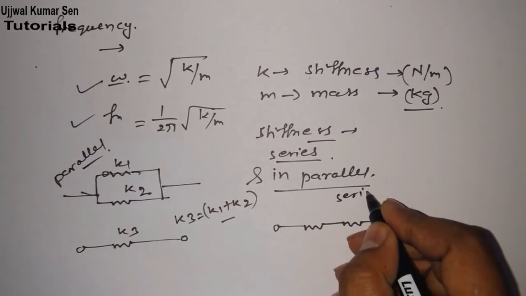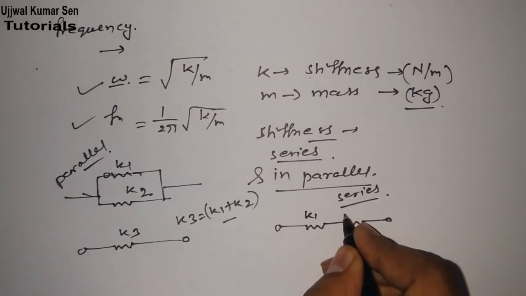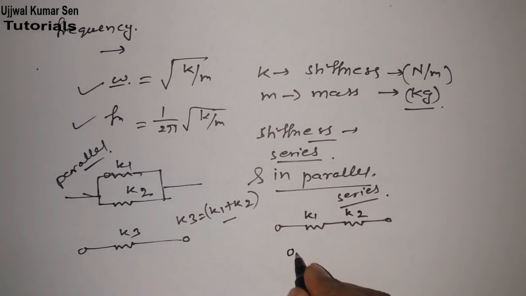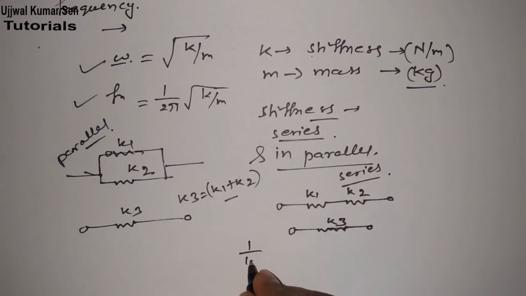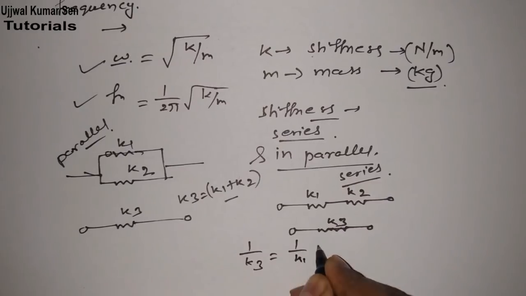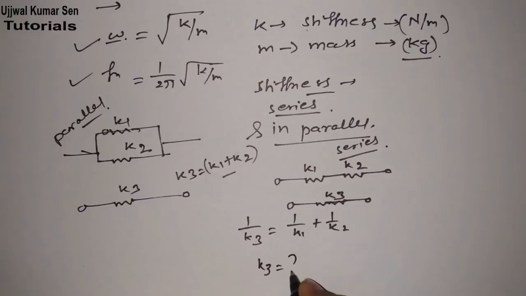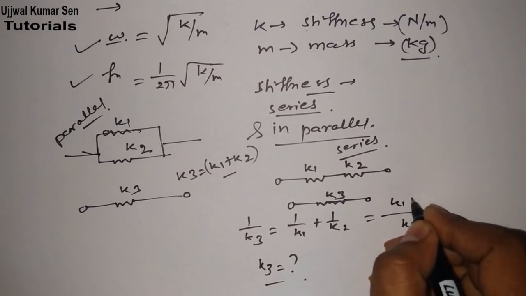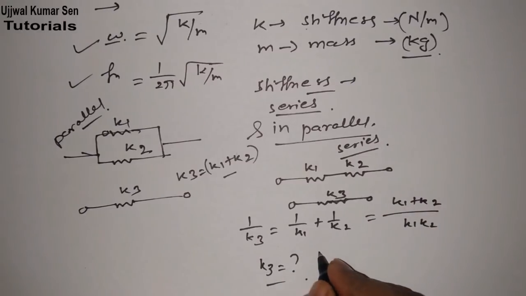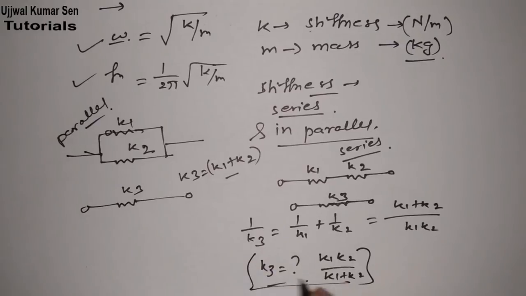If we are talking about the case of series, then suppose this is K1 and K2. If we convert these two stiffnesses into one stiffness, suppose K3, then we have to write 1 by K3 is equal to 1 by K1 plus 1 by K2. Then we have to find out what K3 is from here. Can you find it? K1, K2, K1 plus K2. So K3 is the reverse of this: K1 K2 by K1 plus K2. So this is the value of K3.